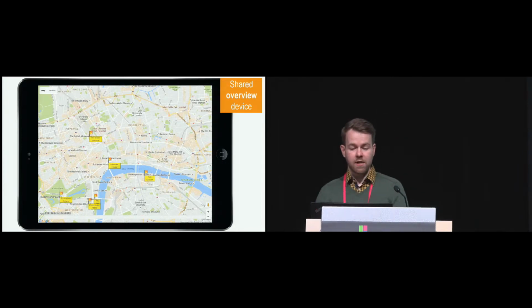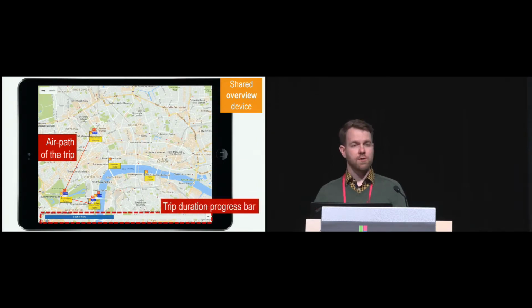On the shared device, the locations appear connected via an air path to indicate the visiting order. A progress bar at the bottom of the screen shows how much of an allocated time limit for the entire trip has been reached already.